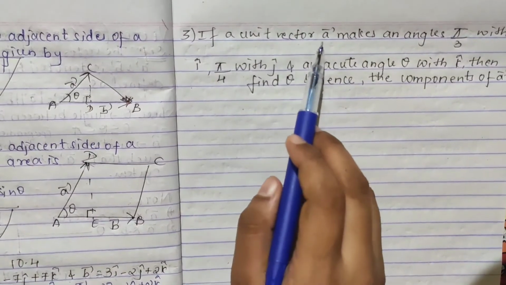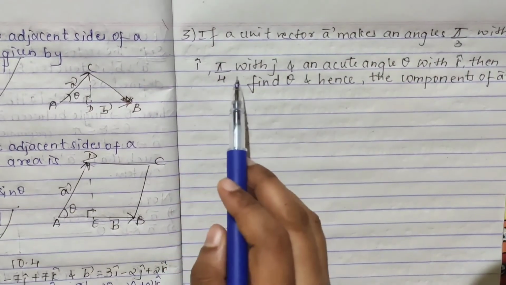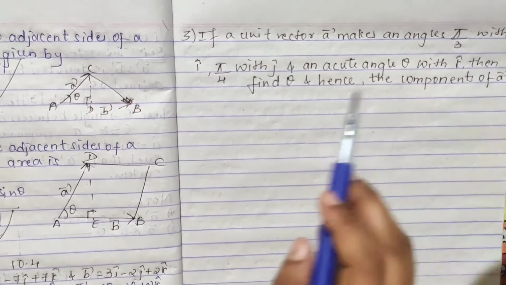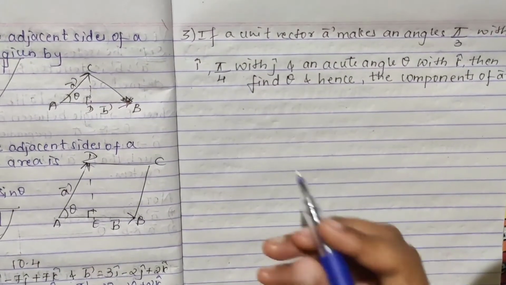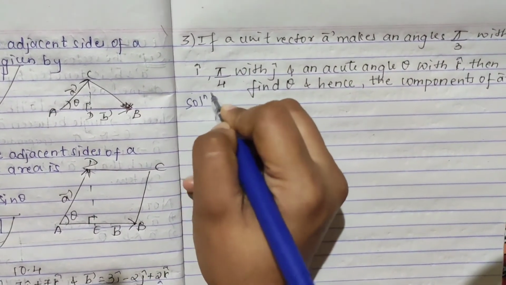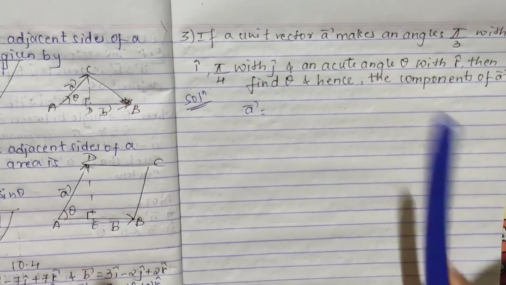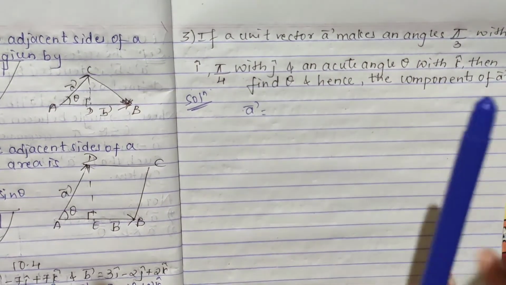If a unit vector A makes an angle pi by 3 with I cap, pi by 4 with J cap, and an acute angle theta with K cap, then find theta and hence the components of vector A. So they are telling us it is a unit vector, and it makes an angle pi by 3 with I, pi by 4 with j, and some theta with k.